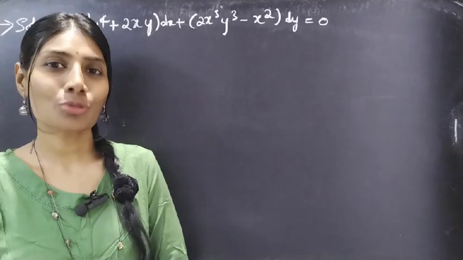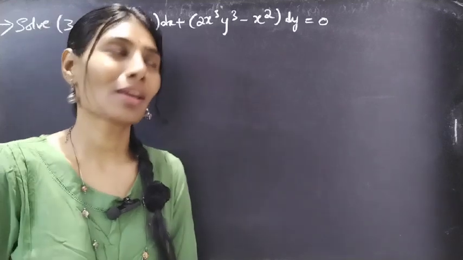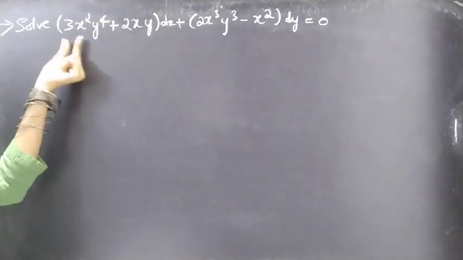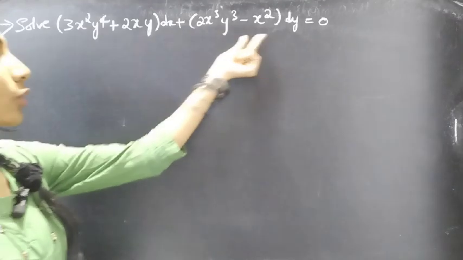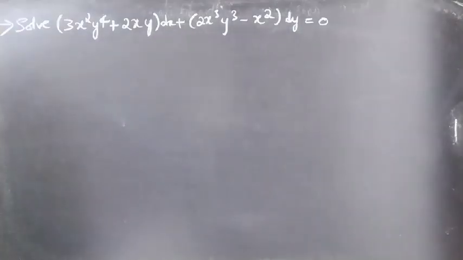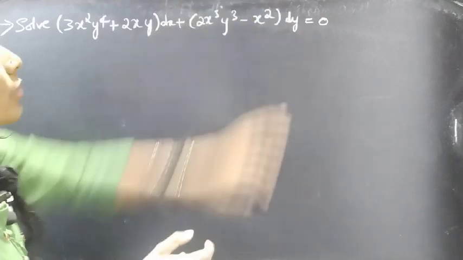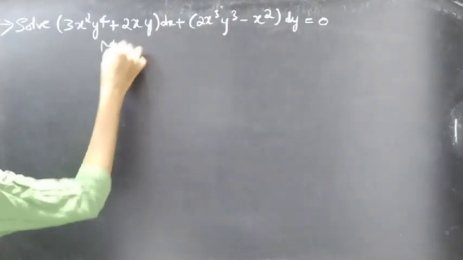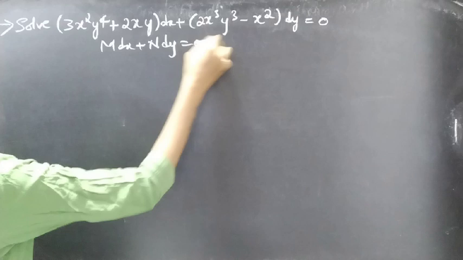In this video, we're going to solve a differential equation using integrating factor. So let's get going. Problem: solve (3x²y⁴ + 2xy) dx + (2x³y³ − x²) dy = 0. So we are given a differential equation of Mdx + Ndy = 0 form, right? Mdx + Ndy = 0 form.